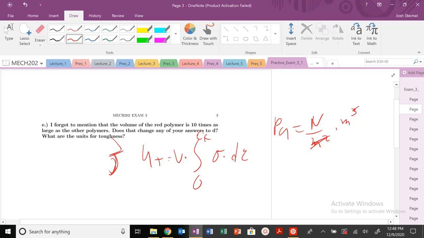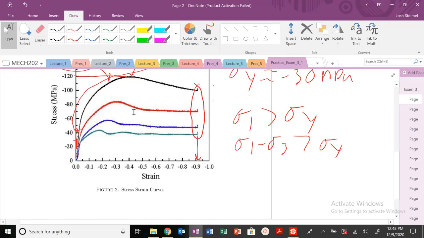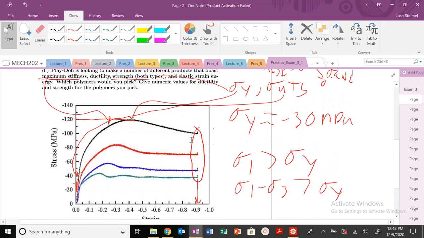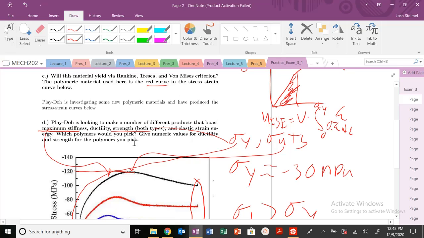Makes sense, right? Energy, toughness, energy required to break the material. And then finally, does this change any of your answers to D? The only answer it will affect is that elastic strain energy, because the volume could be different. So if red is 10 times an order of magnitude larger, we might consider that being the largest elastic strain energy of that material.